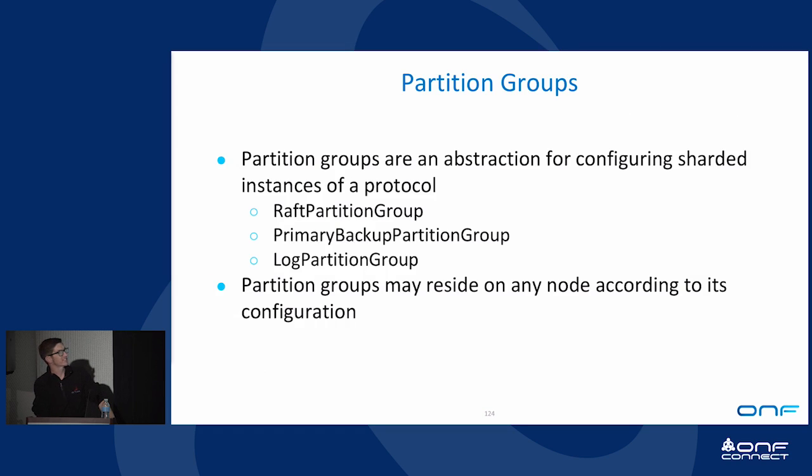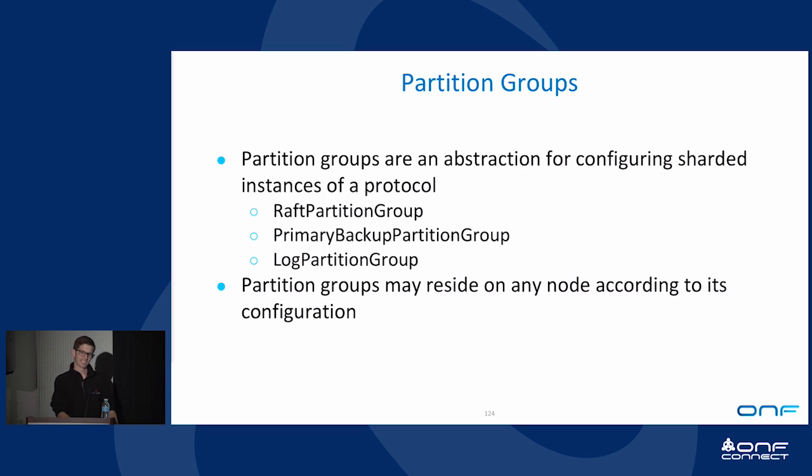And so partition groups are sort of an abstraction for defining partitions or shards, or basically multiple instances of a protocol to run inside of an Atomix cluster. So for example, if you want to run the Raft protocol, you configure a Raft partition group. Primary backup protocol, you configure a primary backup partition group, etc. And partition groups, or partitions, can reside on any node just based on its configuration.